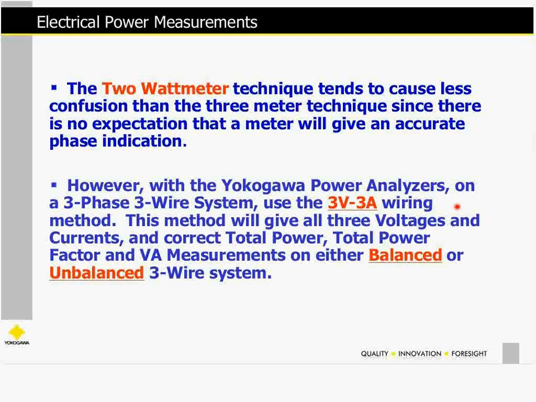We do one thing in our power analyzers, and then on a 3-phase 3-wire system, we have a configuration we call the 3V, 3A, 3 voltage, 3 current wiring method. And this method will give all 3 voltages and all 3 currents. It'll give a correct total power factor, and VA measurement on either balanced or unbalanced 3-wire system. So we can see all 3 voltages and all 3 currents, and if it is unbalanced, we will make correct measurements with that.